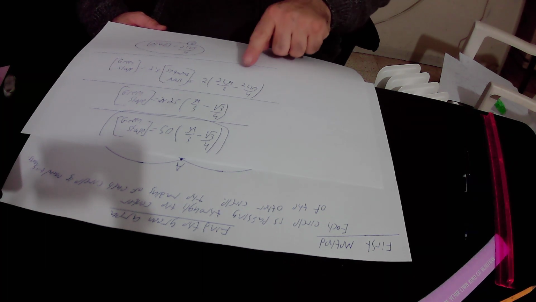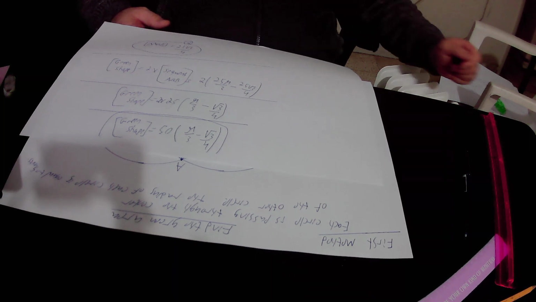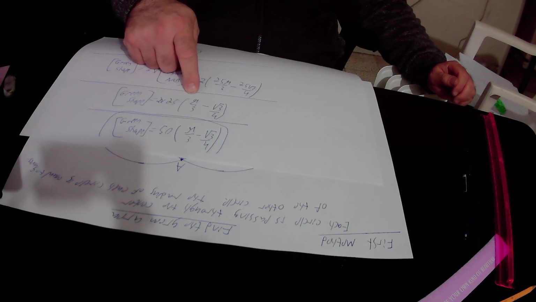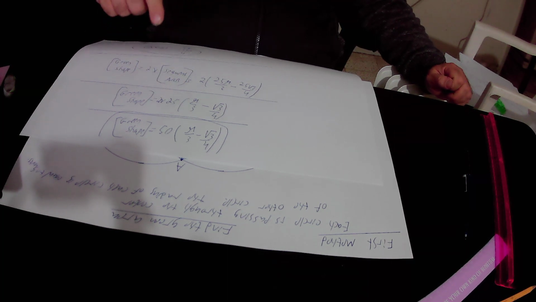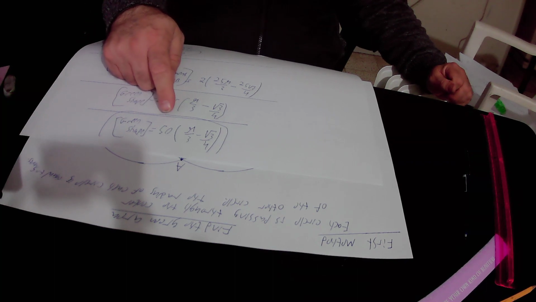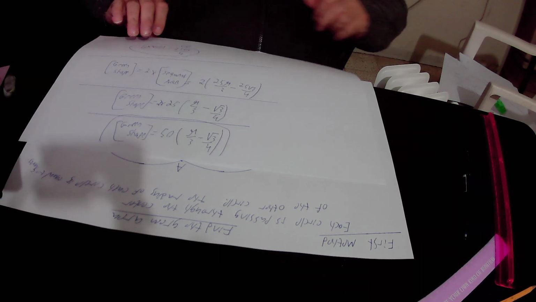Here we took 25 out of these two expressions as a common factor. So we have 2 times 25, and inside the brackets we are left with pi over 3 minus square root of 3 over 4. 25 times 2 is 50. So the area of the green shape equals 50 times pi over 3 minus square root of 3 over 4 square units. This is according to the first method. Then I presented how to find the area of the green shape according to the second method.